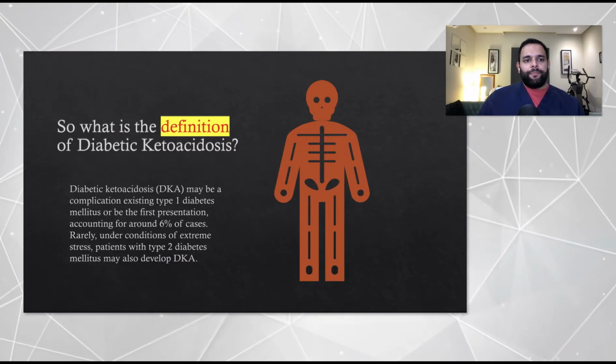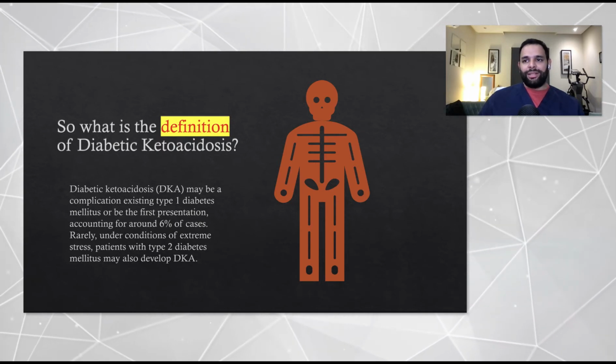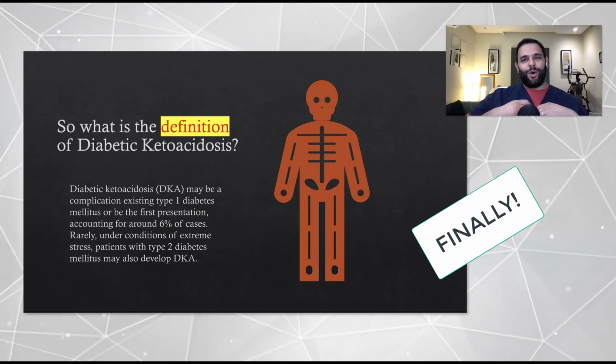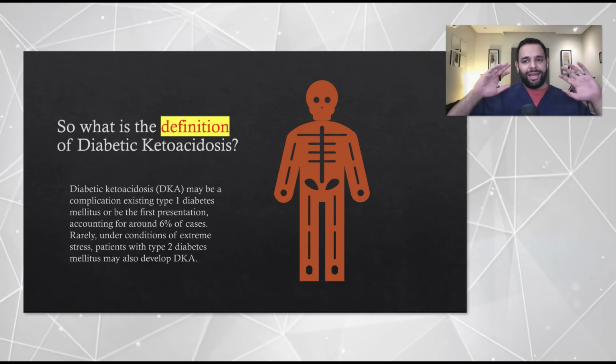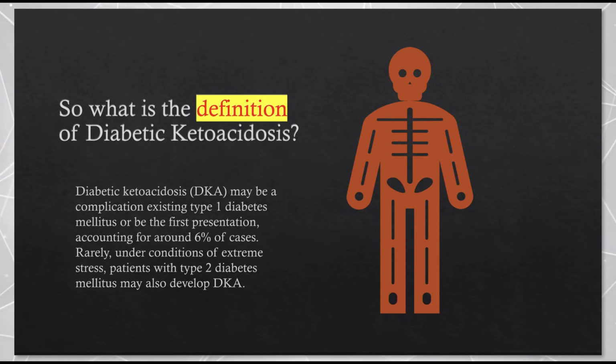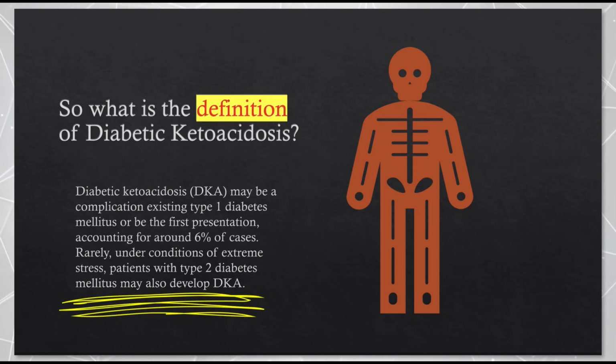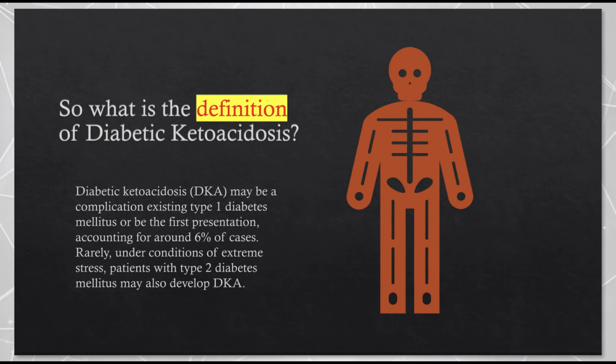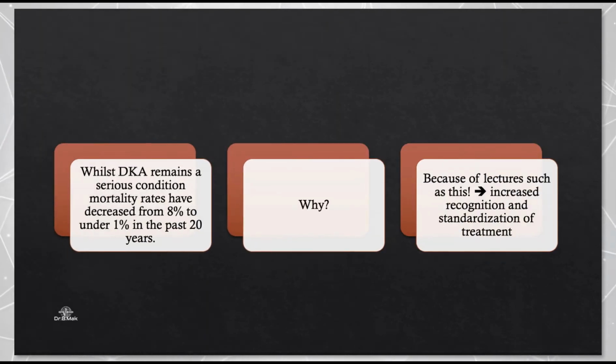All right. So what is the definition of ketoacidosis? We just discussed the whole idea of pathophysiology only to summate in a simple definition. Diabetic ketoacidosis may be a complication existing with type 1 diabetes mellitus, and it might be the first presentation thereof, accounting for around 6% of all type 1 cases. Rarely, under conditions of extreme stress, patients with type 2 diabetes mellitus may also develop DKA. And those patients, that reminds you of the example that we discussed slightly earlier.